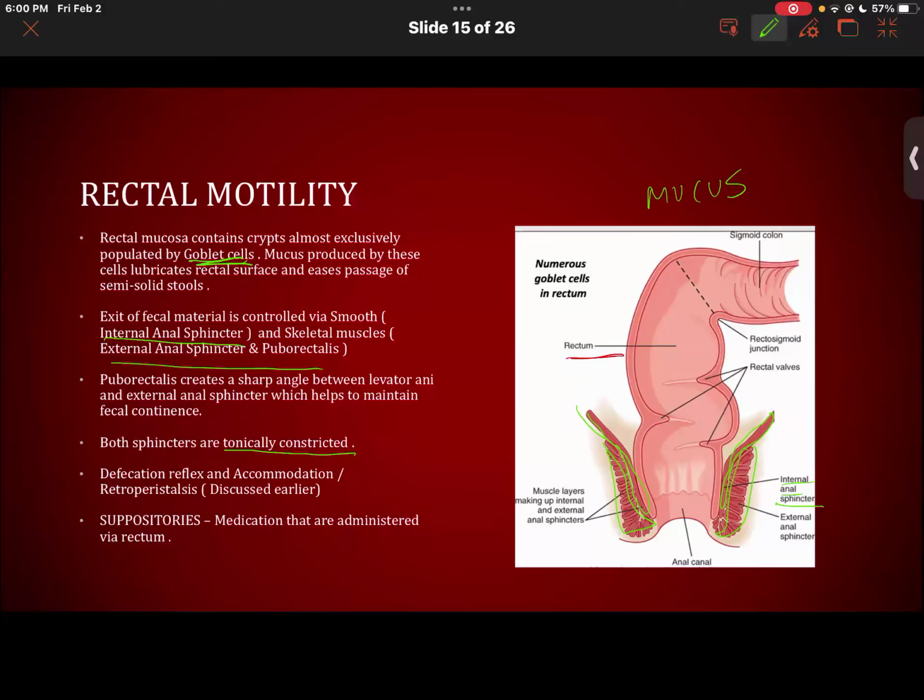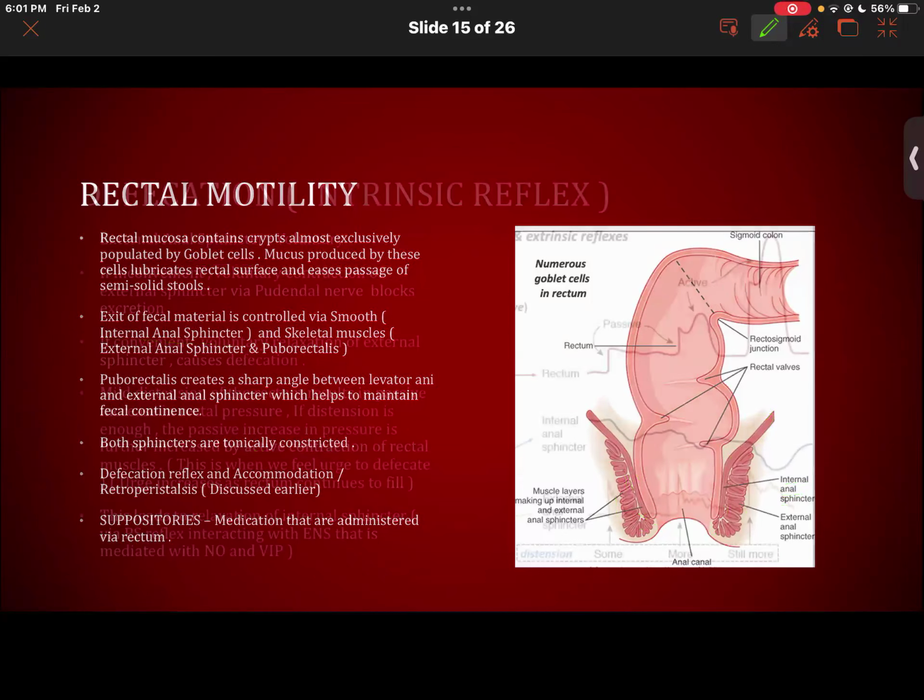So yeah, tonically constricted is a very important point. They're always constricted until we have a specific signal that tells them to relax. Okay, and this obviously helps in continence. We'll say more about the signal later.